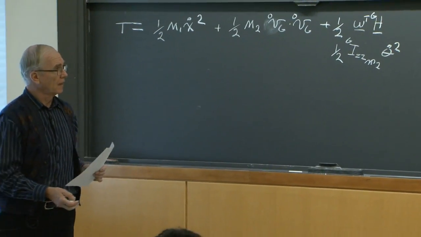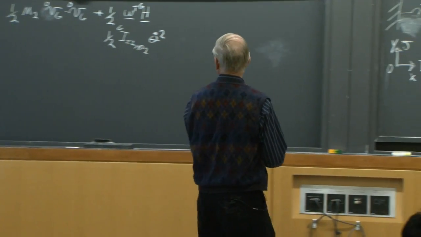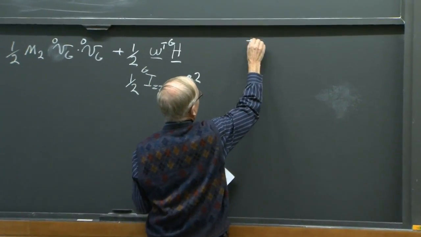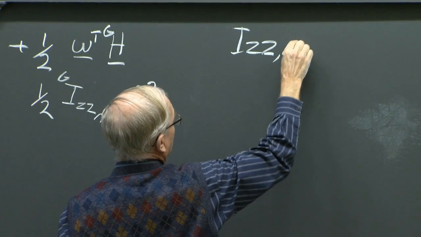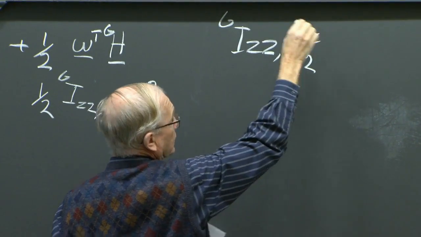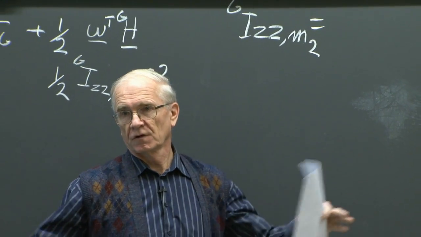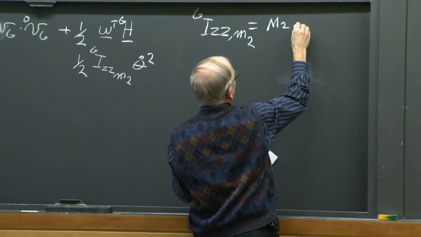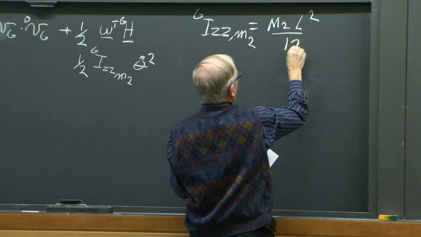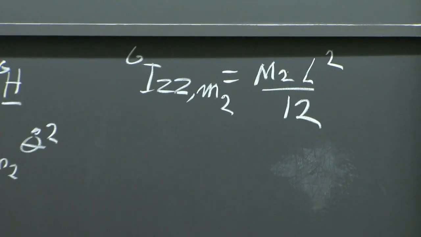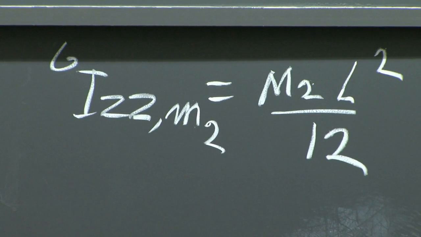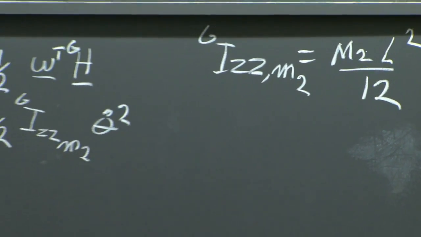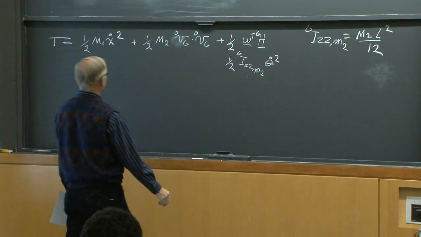Okay, so what is I_zz about G for m2? For a rod, a slender rod? m2 L squared over 12. That's what you need to put in here. We have an expression for V over there, and we know everything now. Okay, so now let's apply our Lagrange equations.